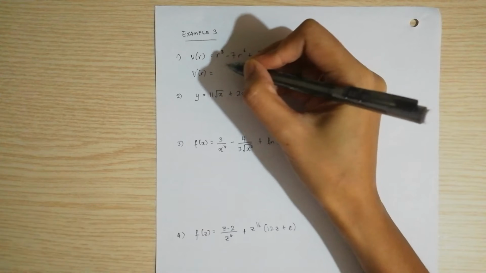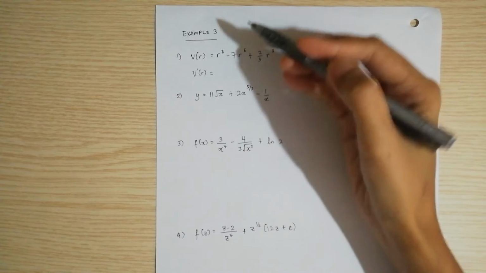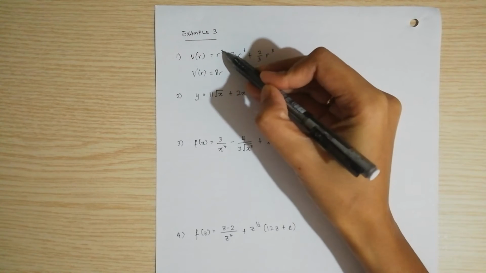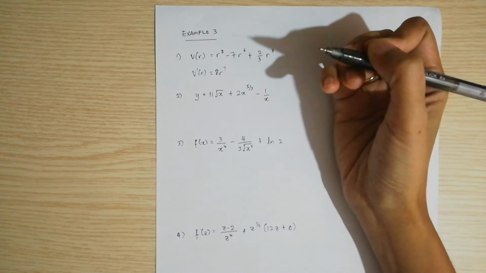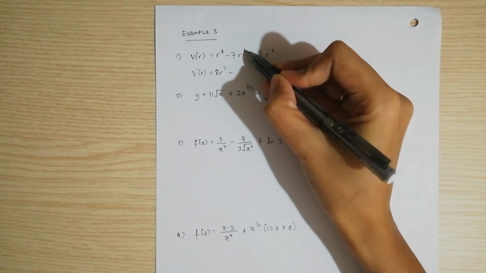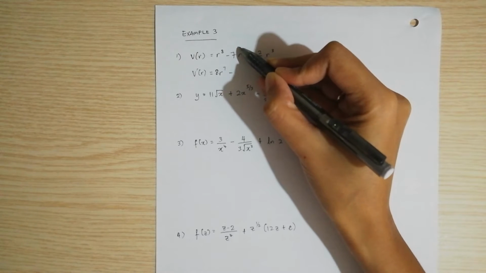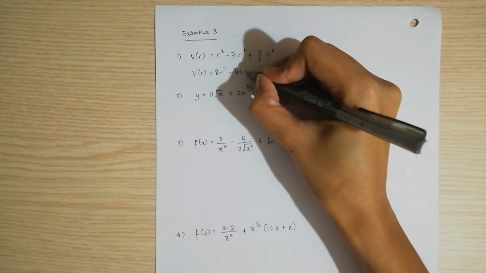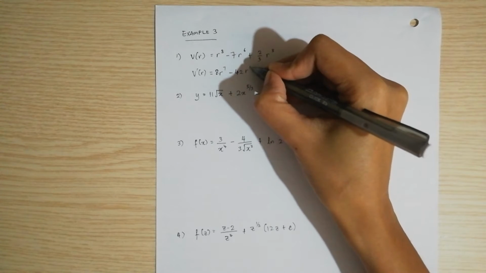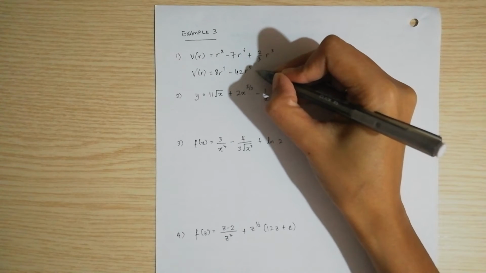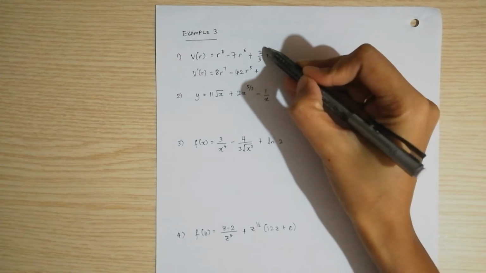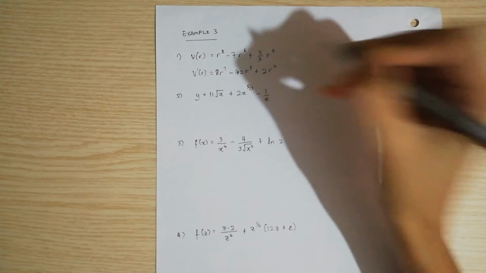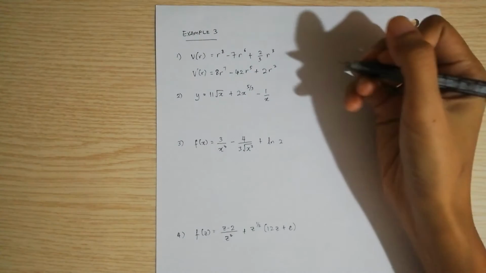equal to, so this one r^8, differentiate this, you bring the 8 in front, so 8r^(8 minus 1), so you get 7, minus 7r^6, differentiate, you bring the 6 in front, so that 6 will multiply with 7, you get 42r^(6 minus 1), you get 5, plus 3 multiply with 2 over 3, you will get 2r^2. Okay, so that's the first answer.